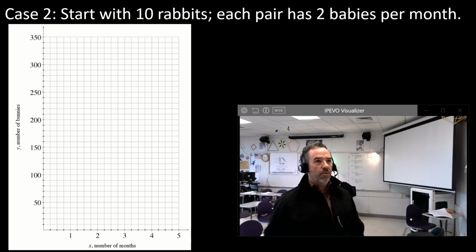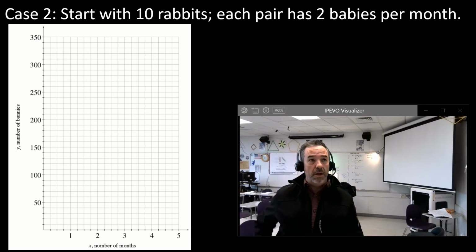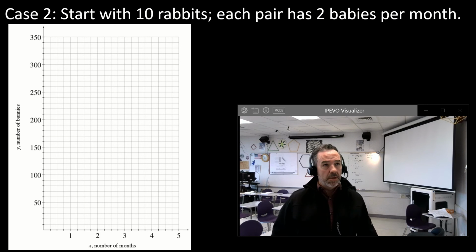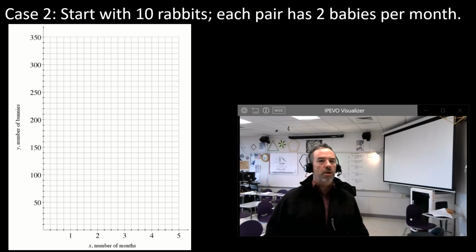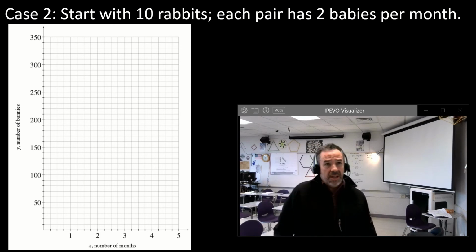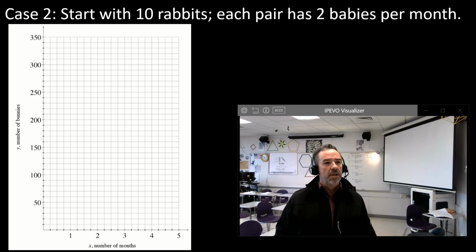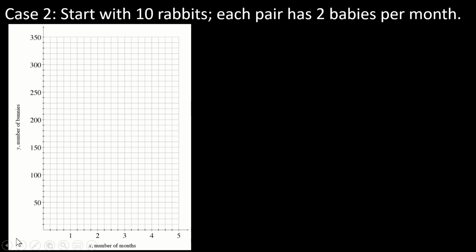Okay, so yesterday we considered several different cases. There was case one, which was questions one and two, and then case two in questions three and four. In case two, they said, "Hey, suppose that Lenny and George started with 10 rabbits, and that each pair had two babies per month."